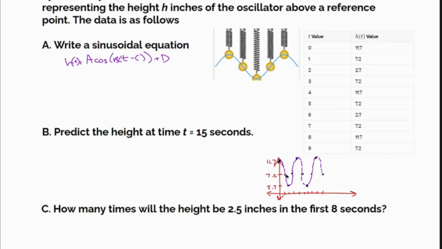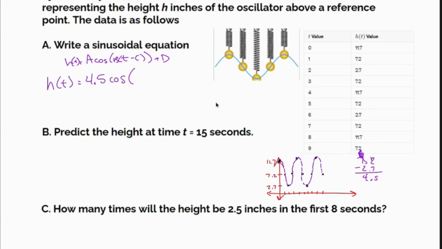Amplitude is going to be half the distance from the top to the bottom. In other words, from 7.2 to 2.7, so 7.2 minus 2.7, carry the 1, is going to be 4.5. All right, so h of t equals 4.5 cos.